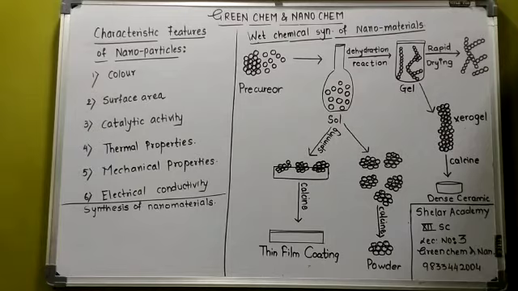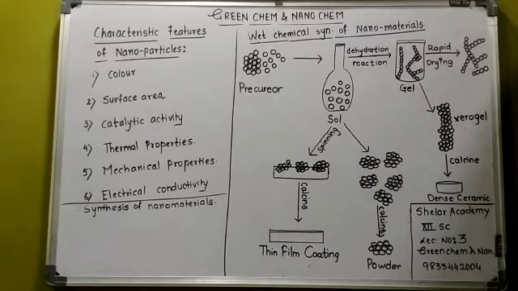The nanoparticles can be easily separated and they can be recycled. For example, platinum, palladium, they are used in the hydrogenation process. And see, even zinc oxide is used as a photocatalyst. Gold in bulk form is unreactive, but gold nanoparticles are a very good catalyst for the organic reactions. The next we go for the thermal properties, that is the melting point.